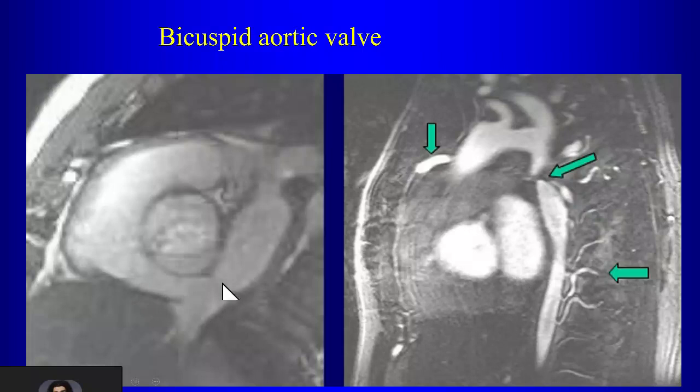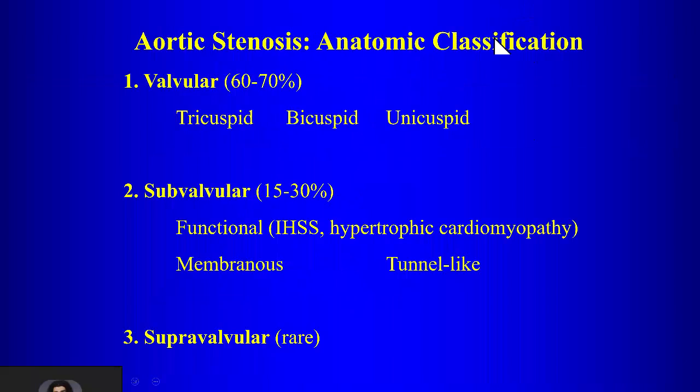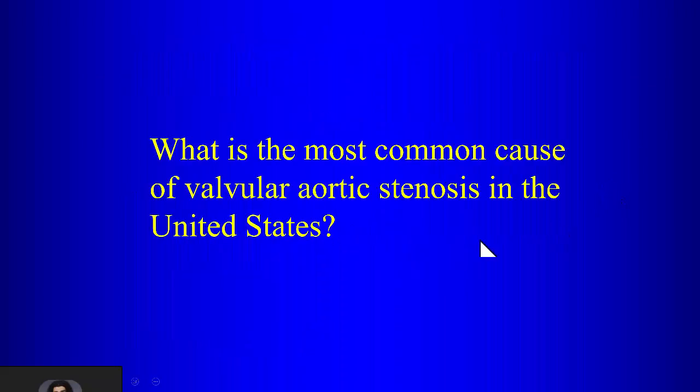Of course, it doesn't work the other way. Most patients with bicuspid valve are not going to have coarctation. So it works this way. If we make the diagnosis of coarctation, then you have to evaluate for bicuspid aortic valve. So I've given you the different classifications of aortic valvular stenosis. So we'll talk about some of this. What's the most common cause of valvular aortic stenosis in the United States?